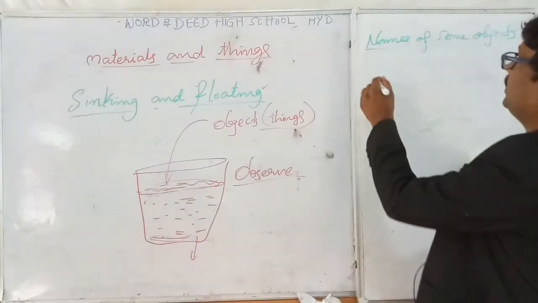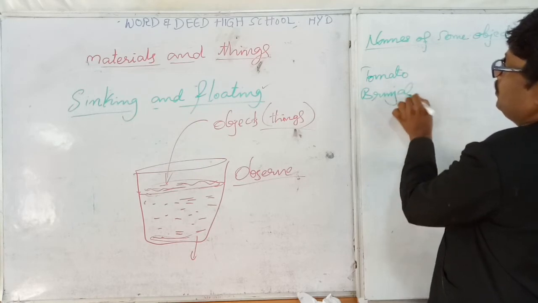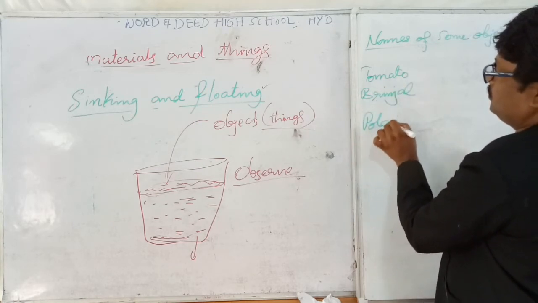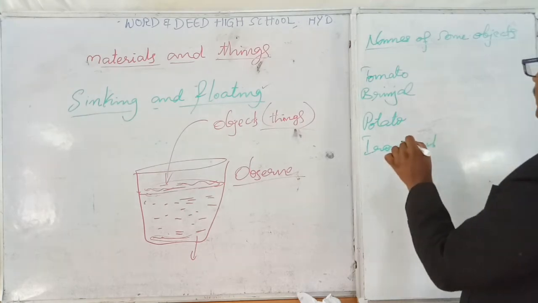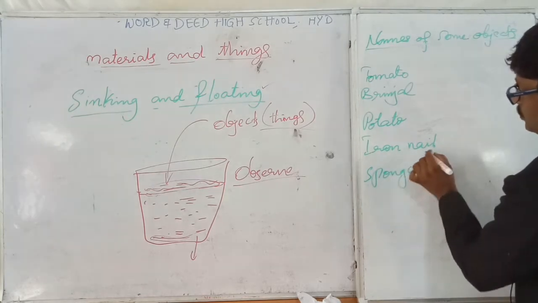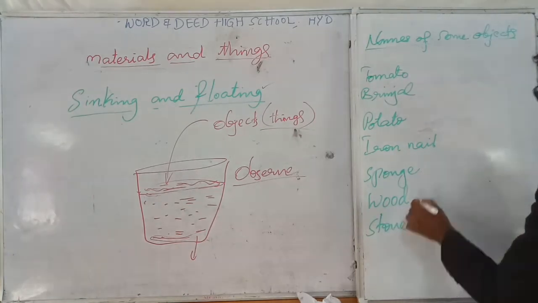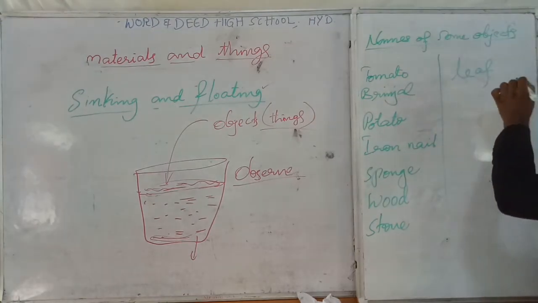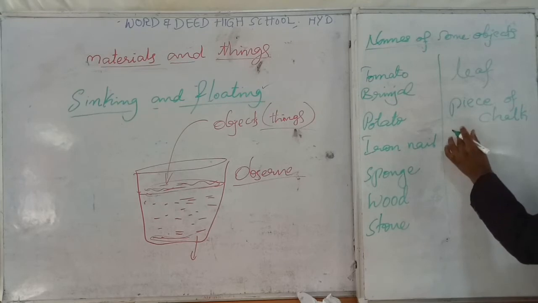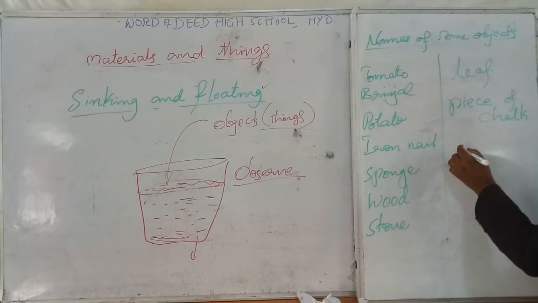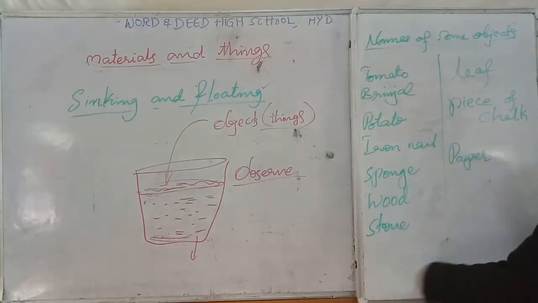Okay, and objects like tomato, brinjal, potato, iron nail, sponge, wood, stone, leaf, piece of chalk, and paper. You just make a paper crumpled like this and drop it on the water.